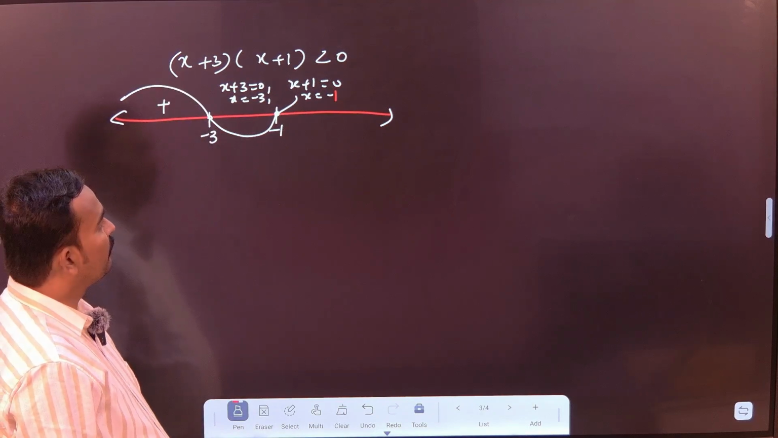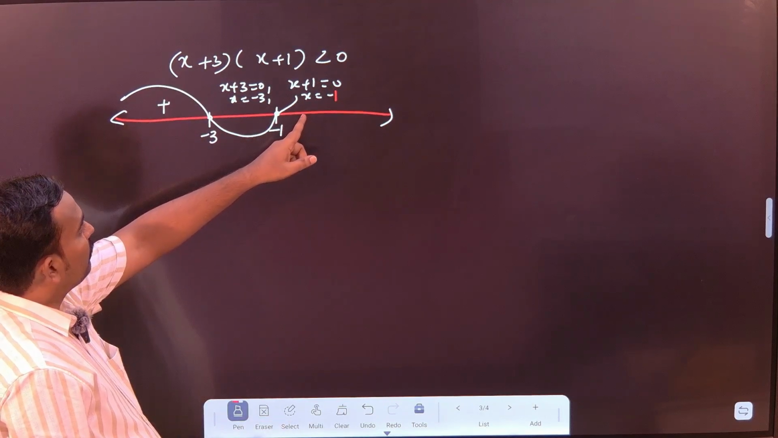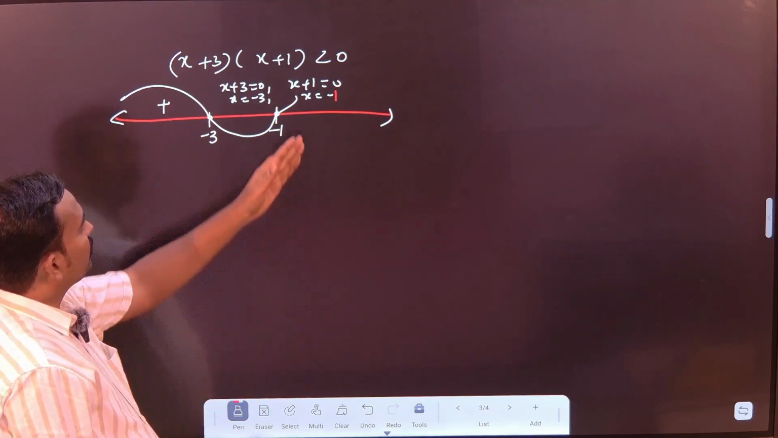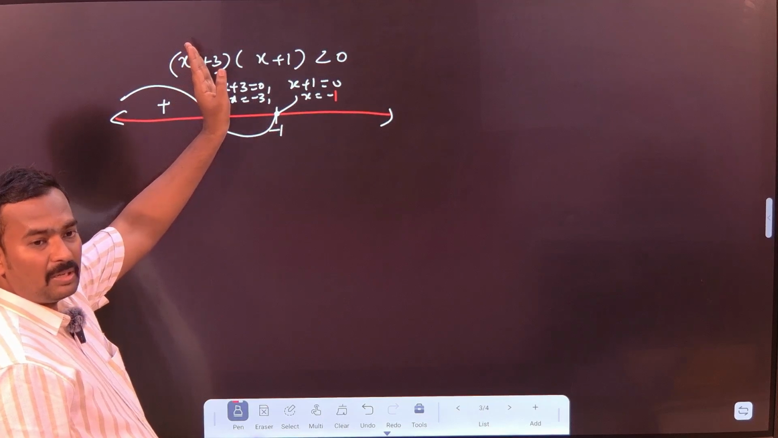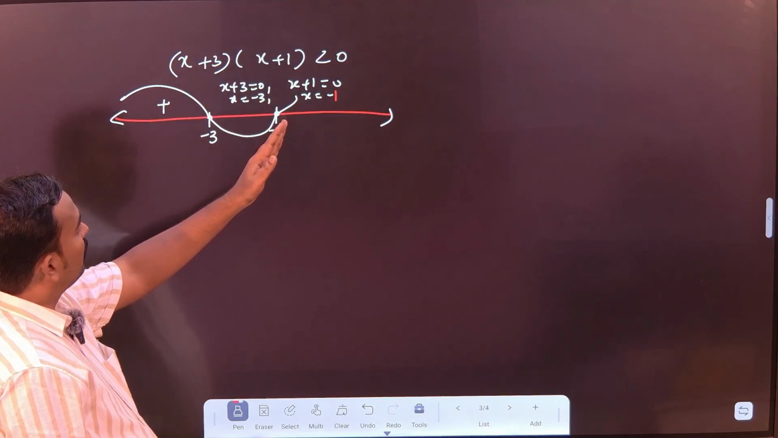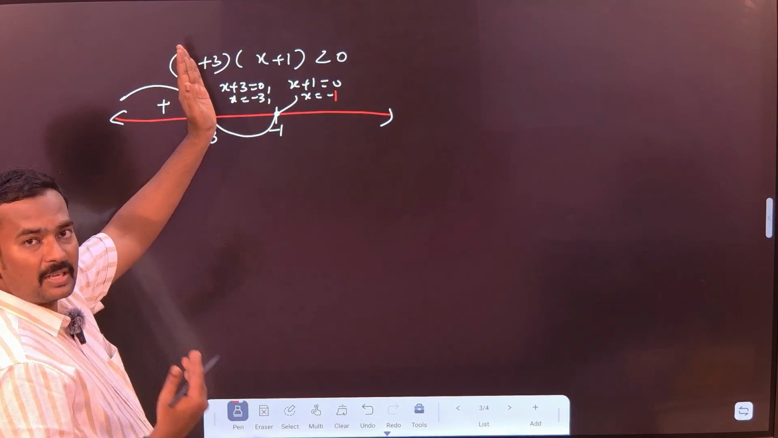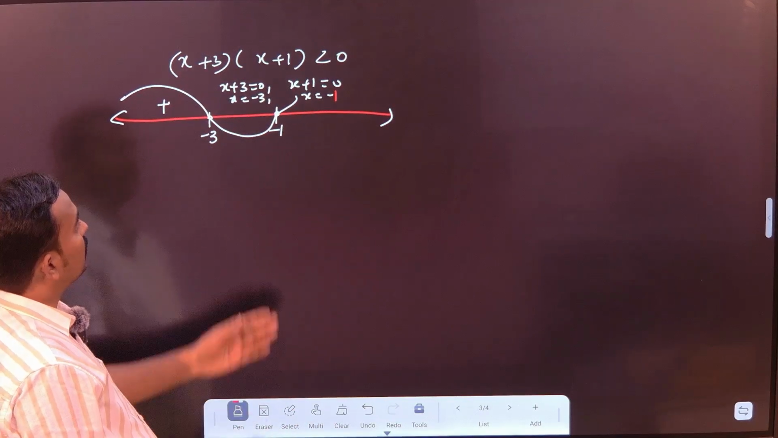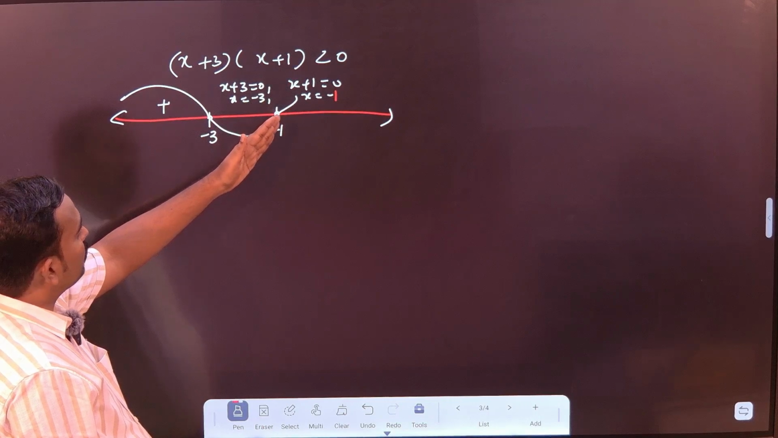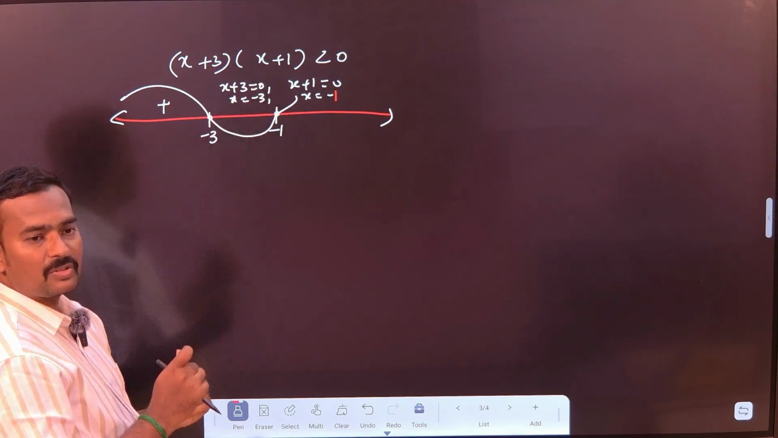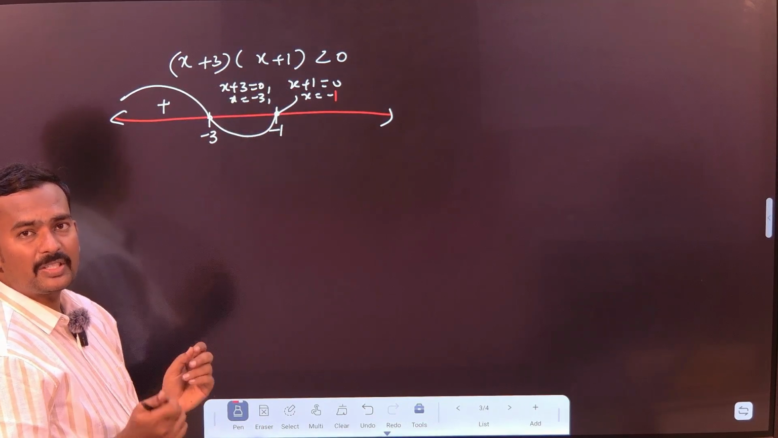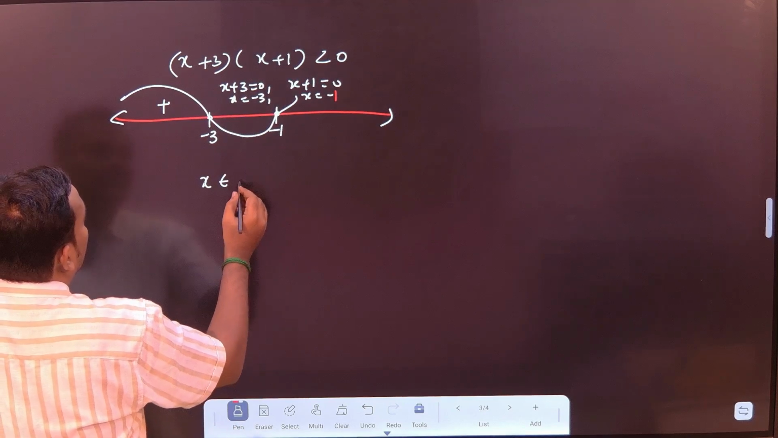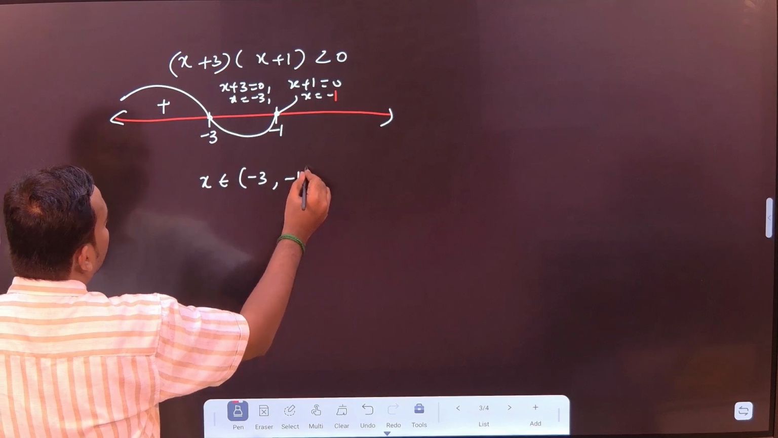Clear? Once again I will tell you, first you have to write in ascending order, minus 3, minus 1, then you can start with a positive. If the left side is negative, you can start from below the line. If this is positive completely, the sign remains the same. Clear? Okay, so therefore the required x value is the open interval minus 3 to minus 1.